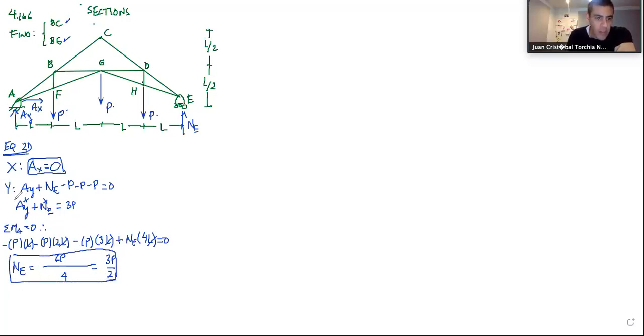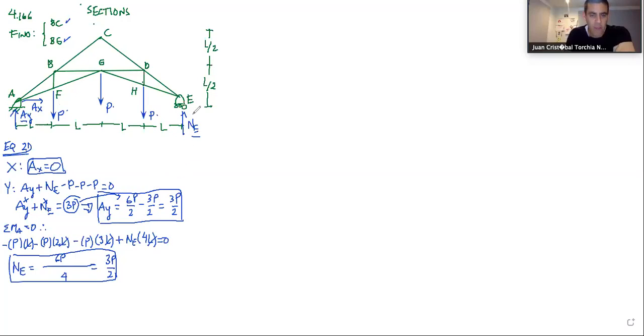Now, with that information, I can go back to this equation and finally say that AY is going to be equals to, maybe you see this, 6P divided by 2, which is this thing over here. I just used it in order to put the minus NE, which is 3P divided by 2. And this thing should be equals to 3P divided by 2. Therefore, AY is also 3P divided by 2, okay? So maybe you see that this truss is symmetric. So this thing AY equals to NE.